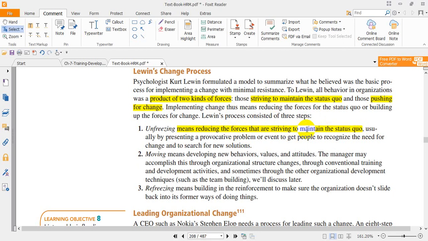According to Lewin's model, there are two kinds of forces. One force is striving to maintain the same situation, the status quo. The other is pushing for change. So according to this model, there are three steps. The first step is unfreezing, which means reducing the forces that are striving to maintain the status quo.